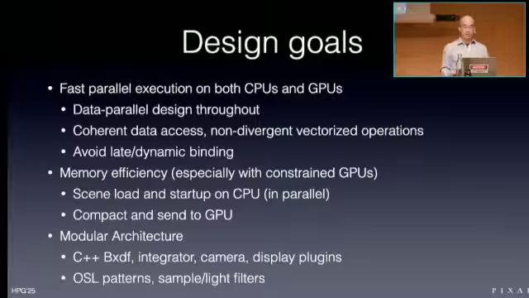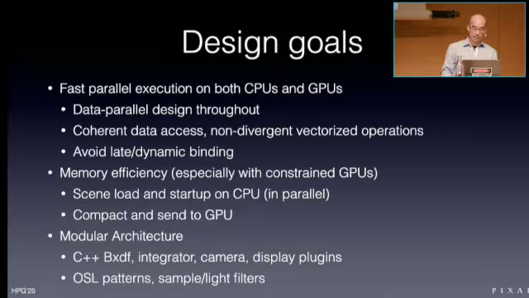All right, so I'm going to expand on XPU's design goals and describe how its architecture was designed to meet those goals. Supporting heterogeneous hardware not only means high performance on any subset of that hardware, but also means near identical image results, whether rendered on CPU, GPU, or a mix of both simultaneously. To achieve good performance, we prioritize data parallel design throughout. This includes coherent memory access, aligned memory reads to all data, and non-divergent vectorized operations, whether running on the CPU or GPU.